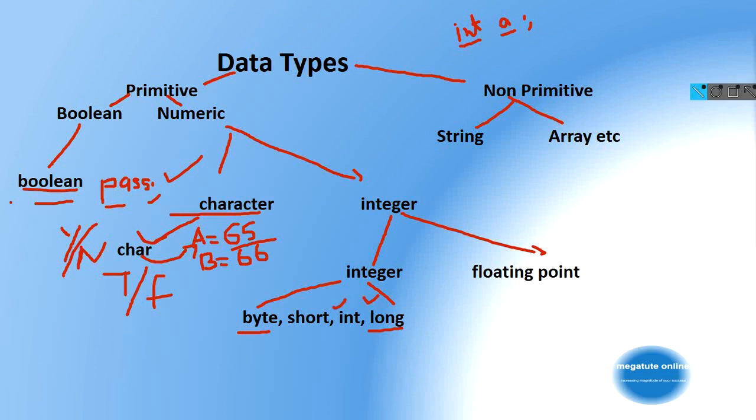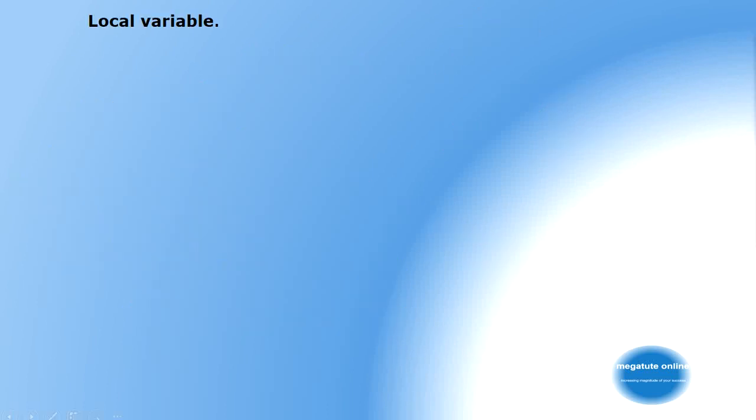Similarly, under the float, you have the float and the double. Exactly like this, the float is a lower limit decimal number and double is a bigger limit decimal number. Okay, let's see about the local variables.